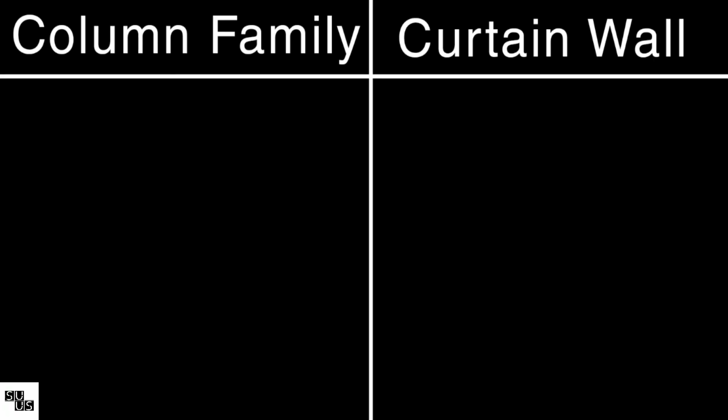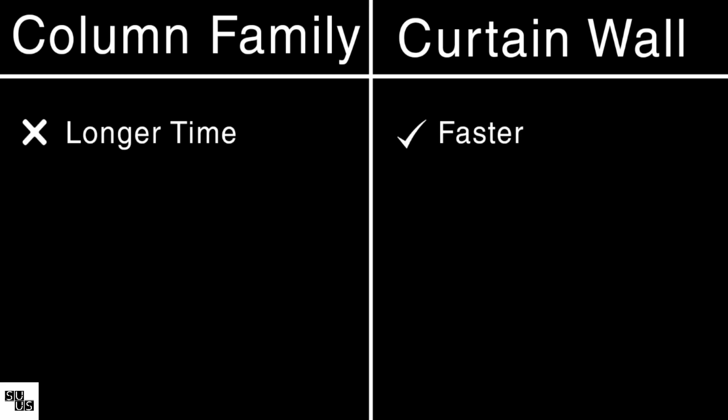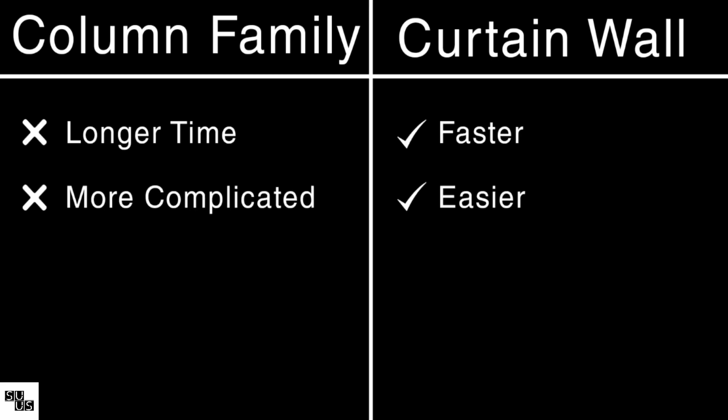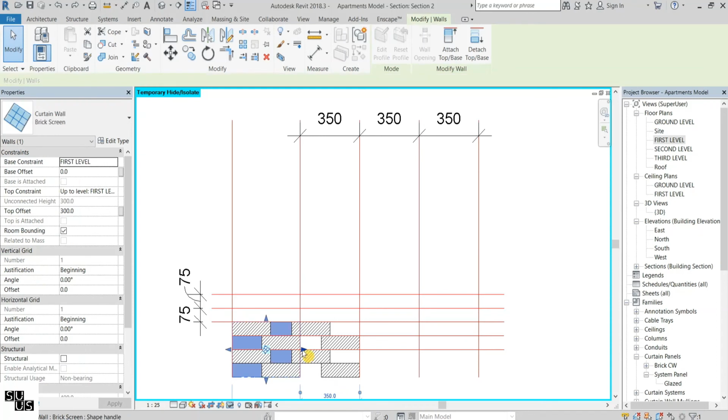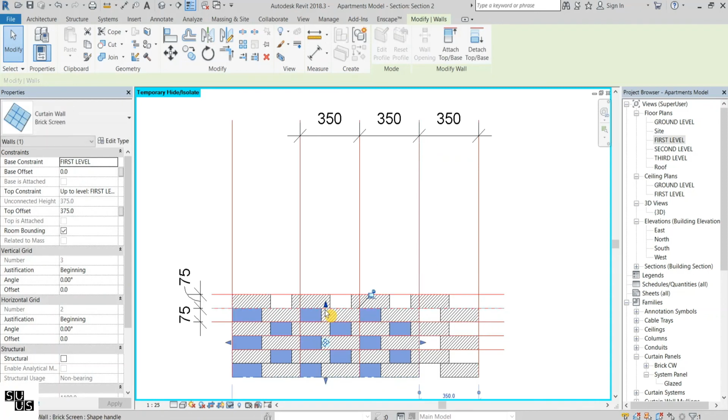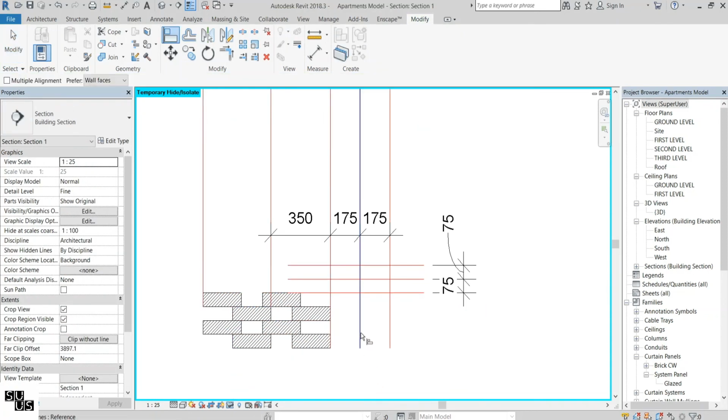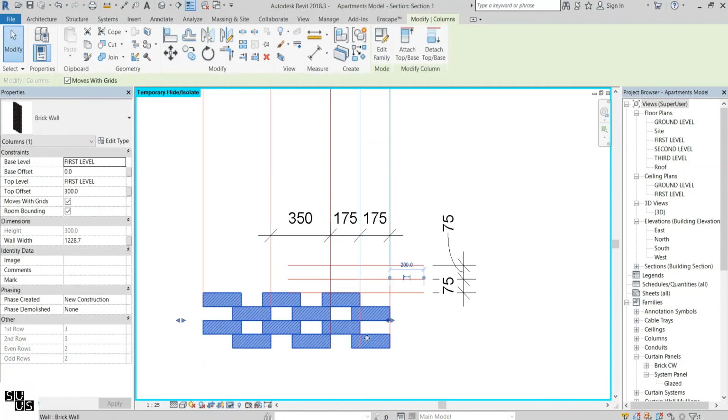Now, it's comparison time. The curtain wall panel method is faster and easier to model. However, this method has a design limitation because it can only add or remove two modules at a time. This goes both ways, horizontally and vertically. On the other hand, the column family method gives you the flexibility to move one module at a time, so it can work with whatever proportions you like.